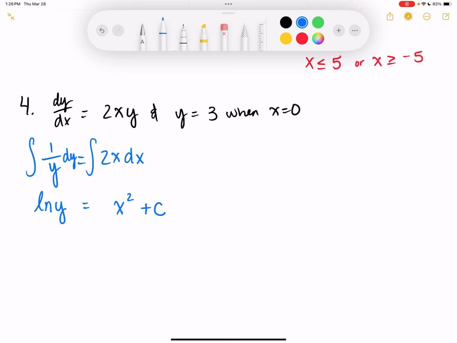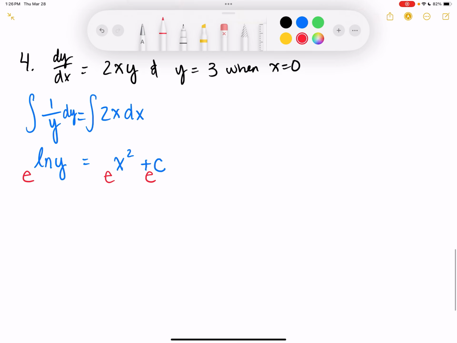I don't know. So what I can do, show you a little trick, is I can actually make it so that e, with all of that being raised to it, cancels. So then I would end up with y is equal to e to the x squared plus e to the c.